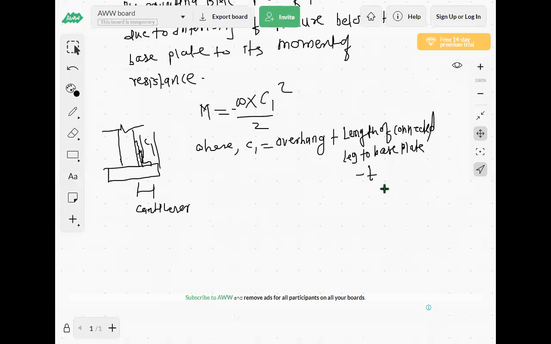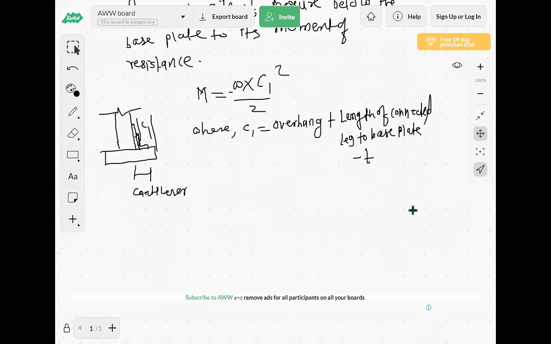So okay, we have calculated the moment of resistance. M is equal to W into C1 square by 2. So how to calculate C1? C1 is equal to overhang plus length of connected leg to the base plate minus thickness of angle here.